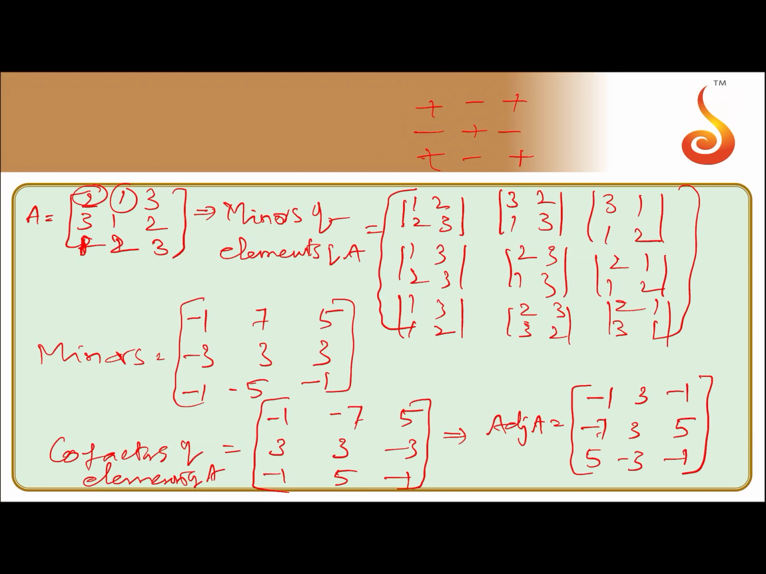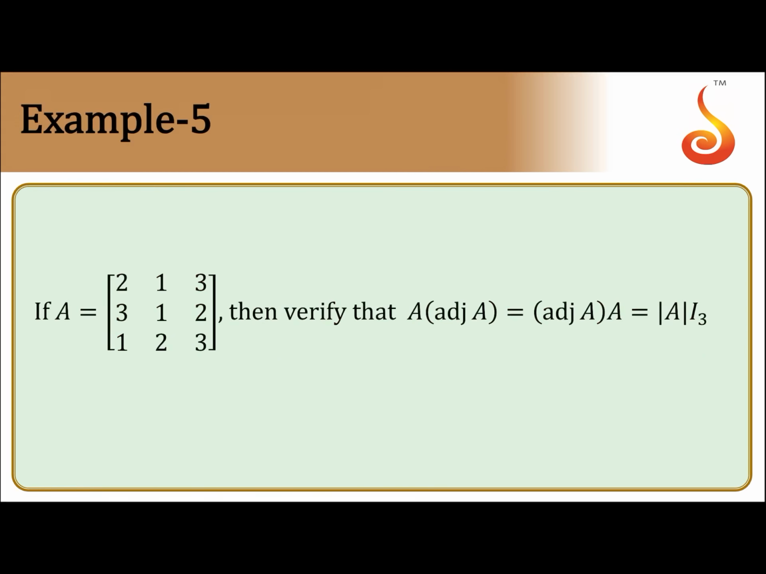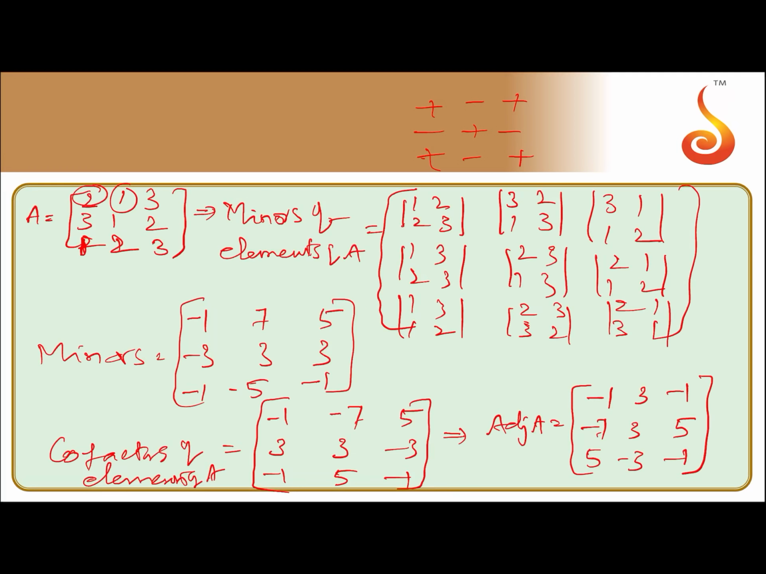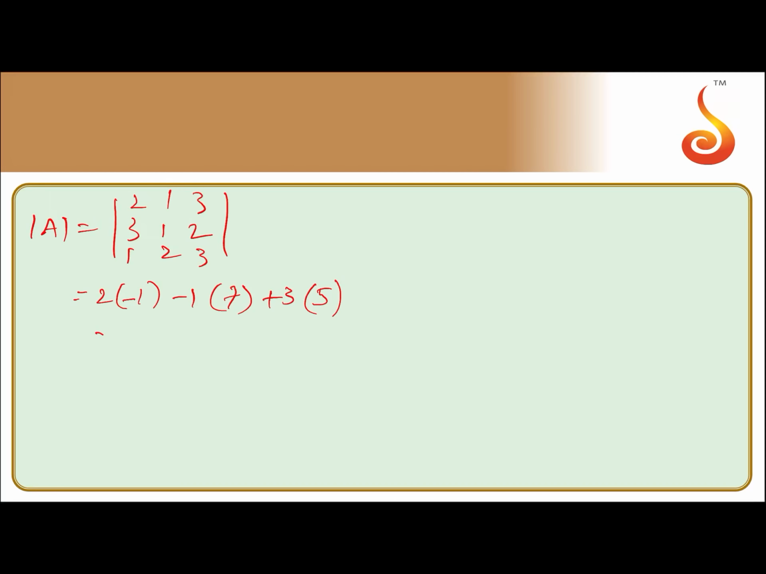Let me evaluate. We have to show that A times adjoint A is equal to det A multiplied by the unit matrix. Let me calculate the determinant first. The determinant of A is 2 multiplied by (3 minus 4, minus 1), minus 1 multiplied by (9 minus 2, 7), plus 3 multiplied by (6 minus 1, 5). That equals minus 2 minus 7 plus 15, which is 6.